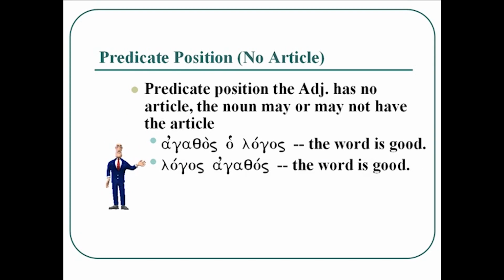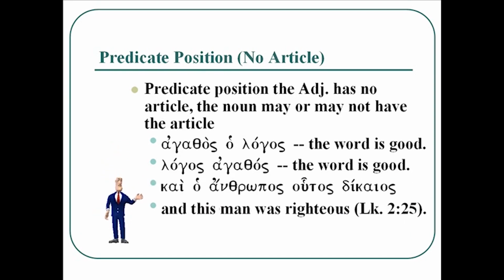Can also be written logos agathos, the word is good. Now the logos does not have the ho article with it. An example of this then can be seen in Luke 2:25. Kai ho anthropos hutos dikaios, and this man was righteous, taken as an adjective in the predicate position.